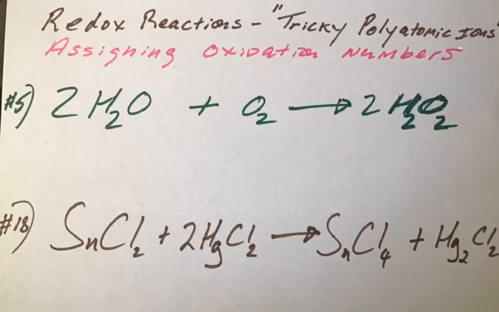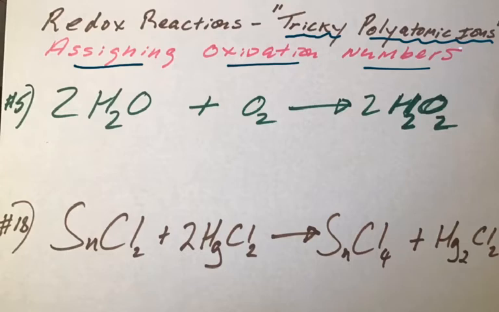Okay, so we're going to look at it carefully. Right now, we want to assign oxidation numbers, and I put over here tricky polyatomic ions. So let's put some oxidation numbers in. Now, we know from experience that hydrogen is going to be +1, and oxygen is going to be -2. Now, oxygen here, O2, by itself, what's the oxidation number going to be? It's going to be 0.